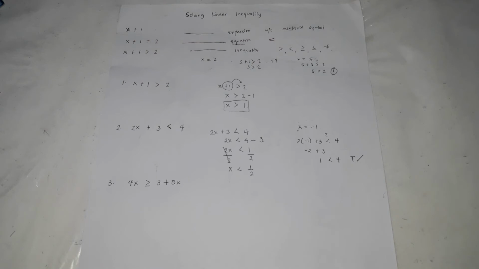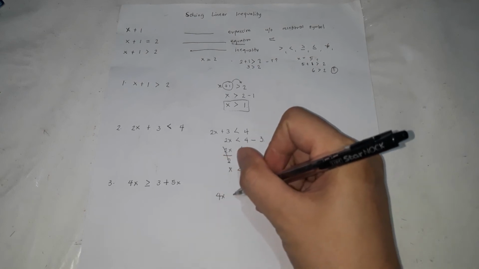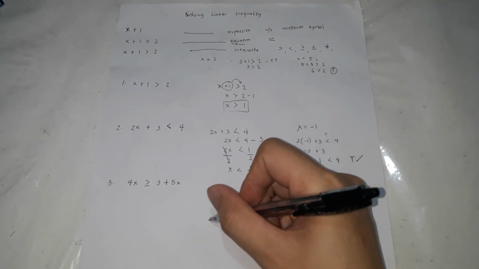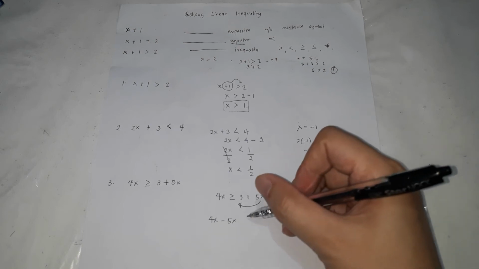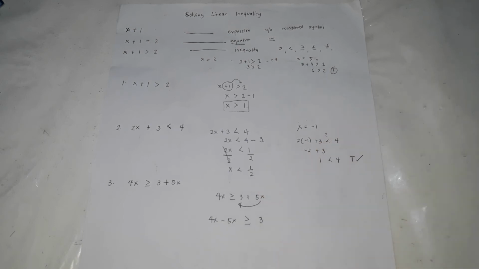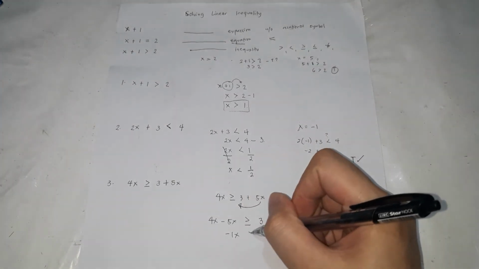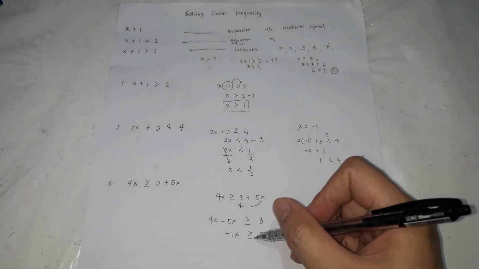What about this one? Number 3, 4x is greater than or equal to 3 plus 5x. So ilipat mo si 5x kasi meron siyang x. So, 4x minus 5x. Ang plus 5x nagiging negative. Greater than or equal to 3. Next, 4 minus 5 is negative 1x greater than or equal to 3.